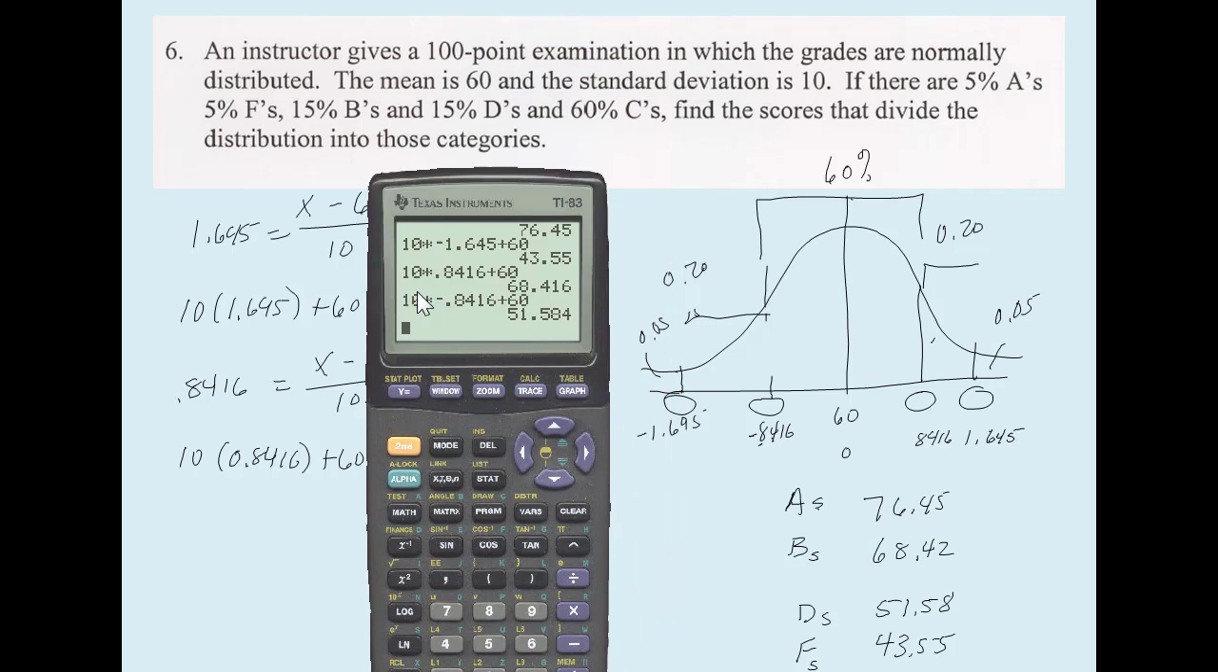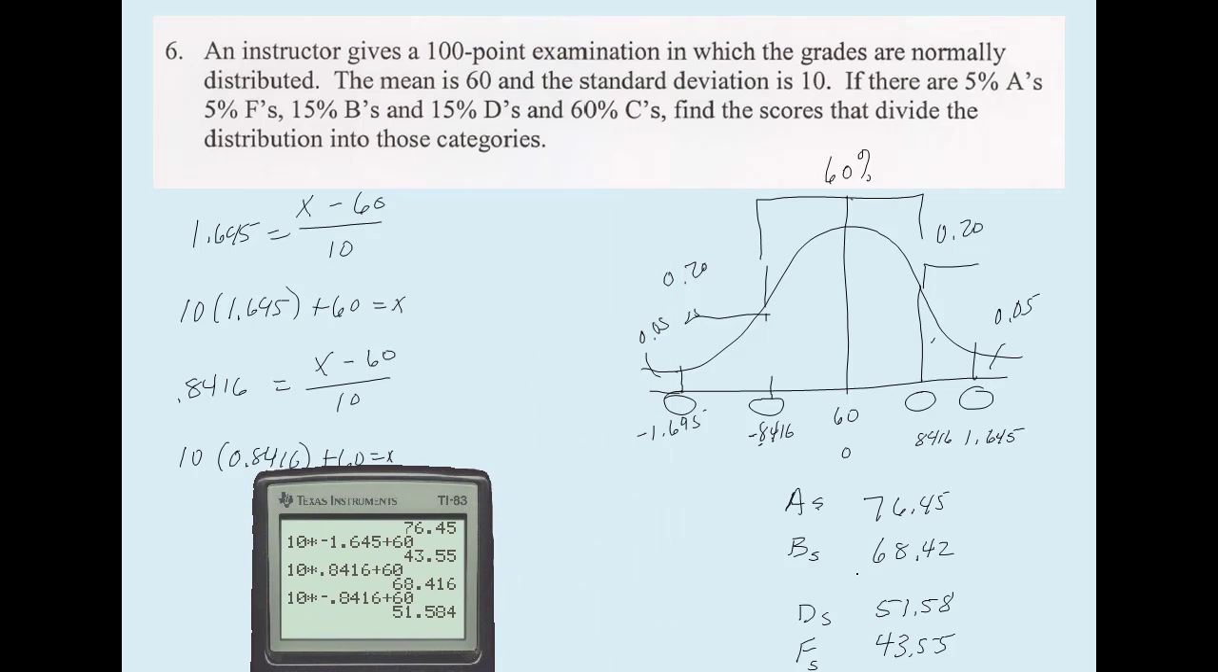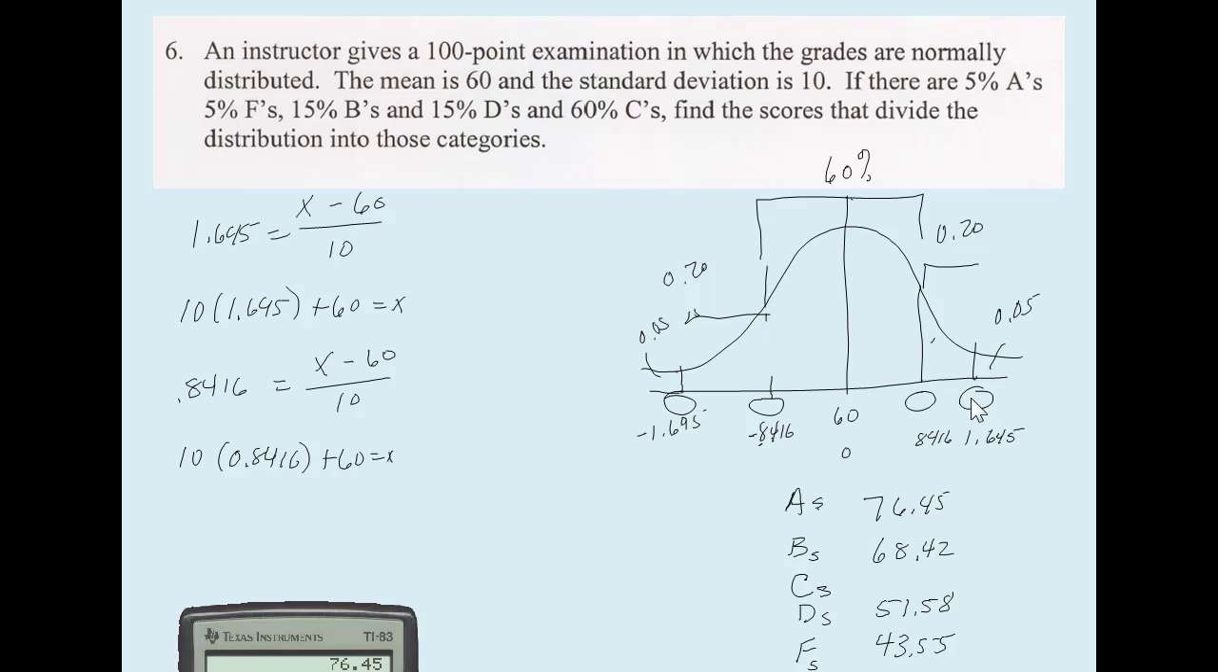And so then, and below. So the C's are all between here. So C's start, it kind of goes like this. So this is 76, and B's are here. And then these are the C's. These are the D's, and then the F's are below there. So there's my breaks.